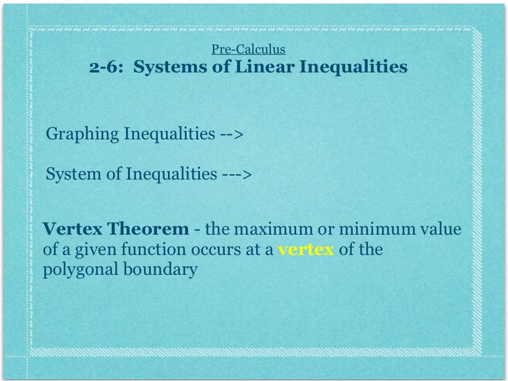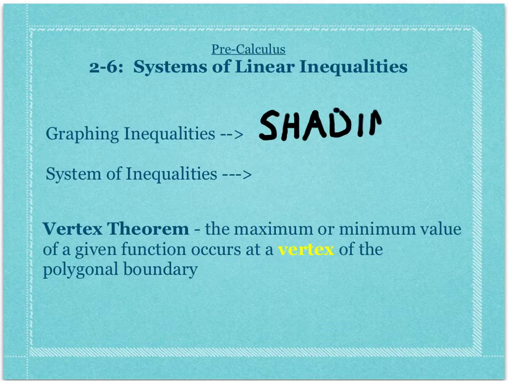If you remember last chapter we graphed some inequalities, and the key thing there is anytime you graph inequalities there will be some shading. Remember we graphed a line and then we had a test point. Typically that test point was 0, 0, but we had a shade on either side of that line to indicate the whole solution set.